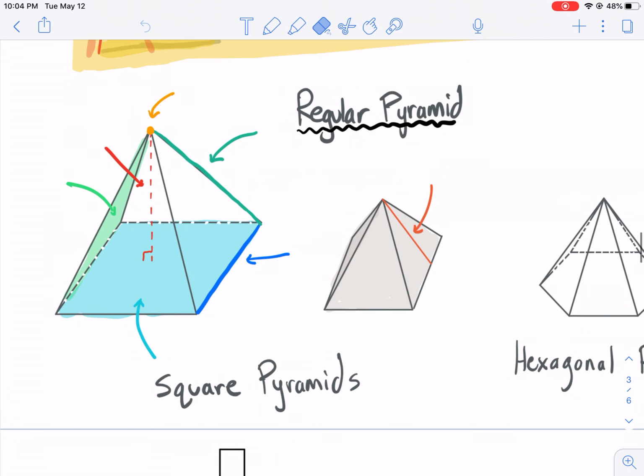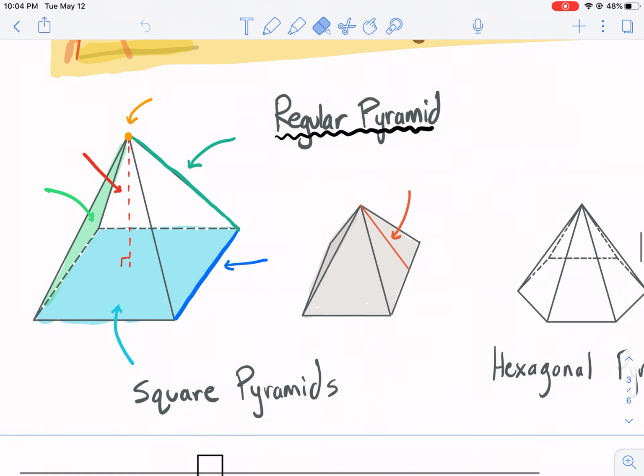So a regular pyramid, this is what we need to talk about. When it's talking about regular, it's talking about the base being a regular shape. So the base equals regular. Now what that means, if you don't remember, is all sides are equal. We'll just put congruent for a shorthand, okay?